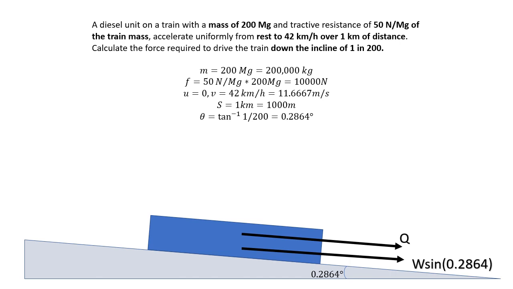Initial velocity is 0. Final velocity is 42 km per hour, and when divided by 3.6 is 11.67 meters per second. And our distance is 1 kilometer, and our angle is the inverse tan of 1 over 200, which means for every 1 meter of vertical height there is 200 meters of horizontal length, and that gives us 0.2864 degrees of incline.